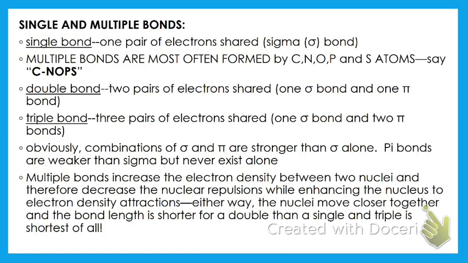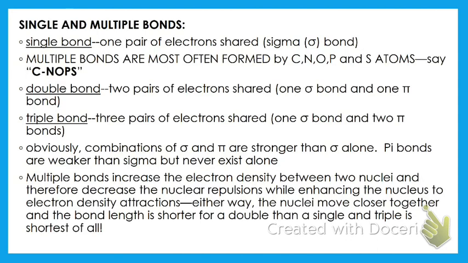Multiple bonds are often formed. Here's how you can remember what forms multiple bonds: C, N, O, P, S. As a matter of fact, they are in order, because carbon and nitrogen can form single, double, or triple bonds. Oxygen, phosphorus, and sulfur will form double bonds. On rare occasions, oxygen can triple bond, like in carbon monoxide.